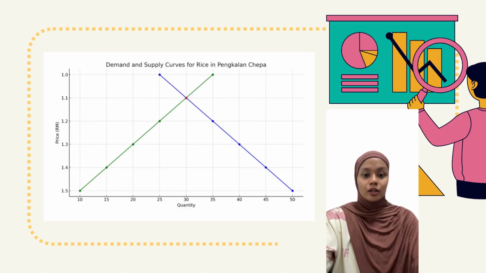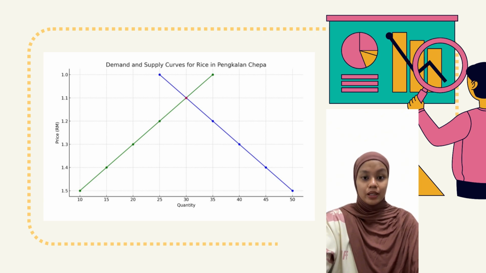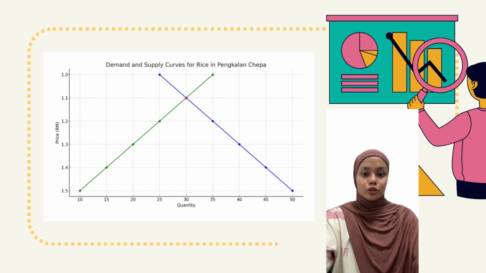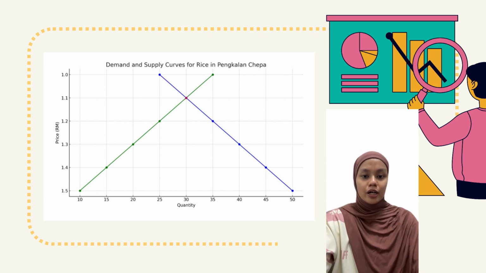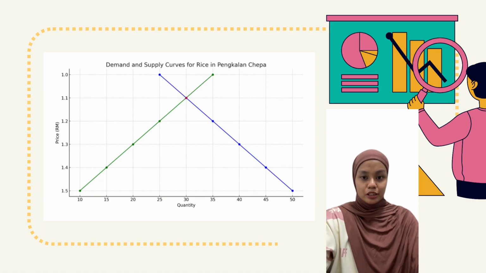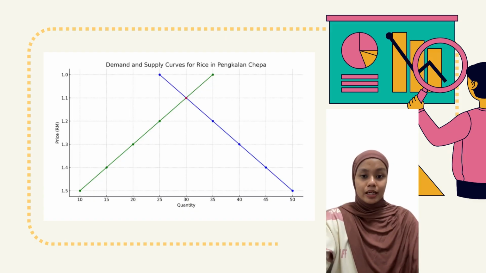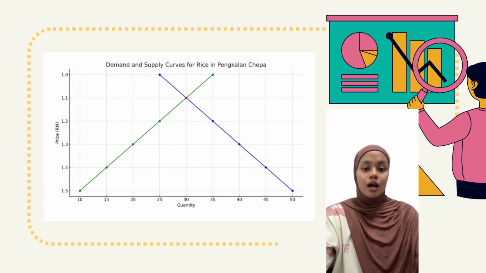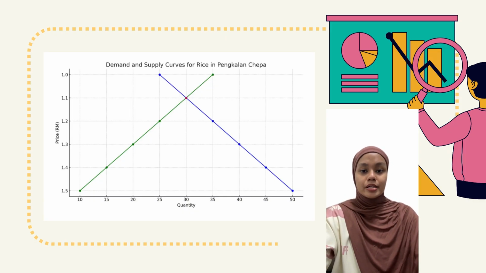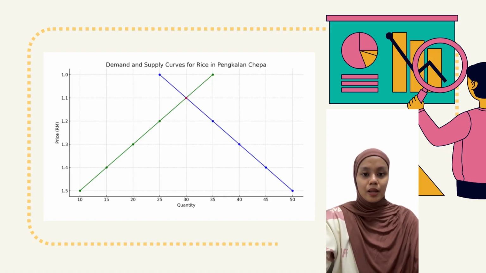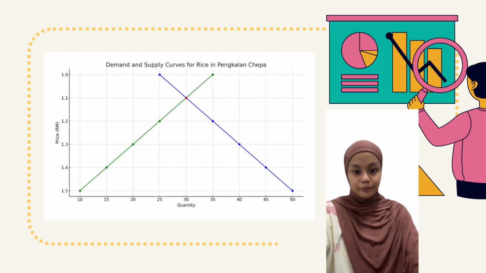The point where both curves intersect is called the equilibrium point. In this case, equilibrium occurs at a price of RM1.10 and a quantity of 30 units. This is the price where the quantity demanded equals the quantity supplied, meaning the market is in balance. Any price above or below this point will result in either a surplus or a shortage of rice.